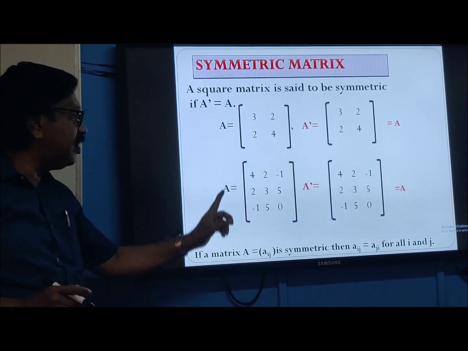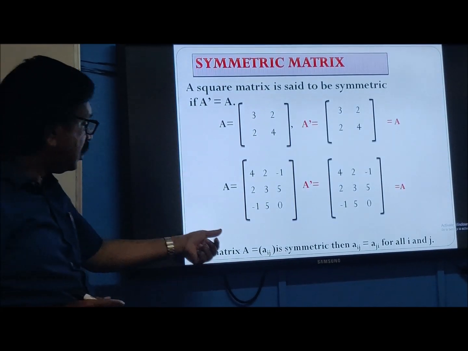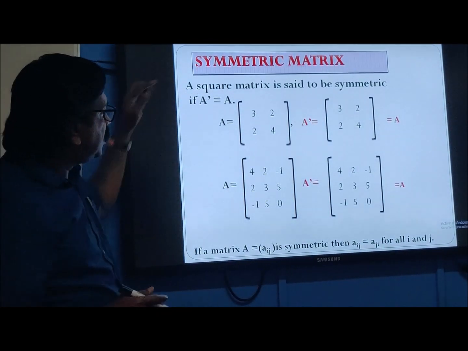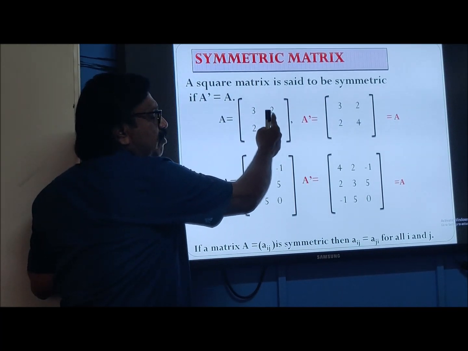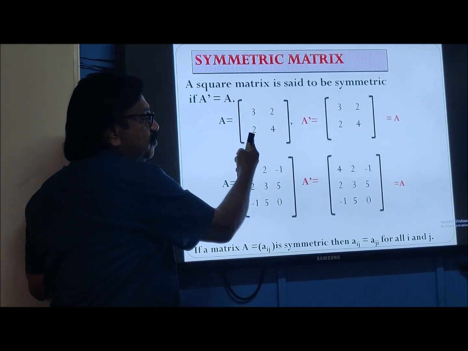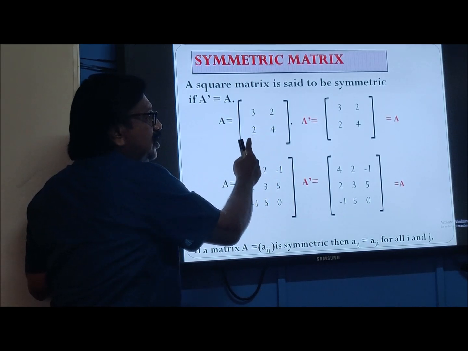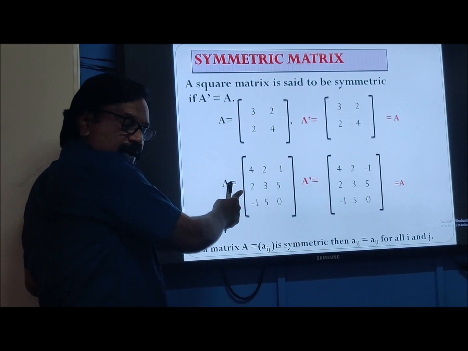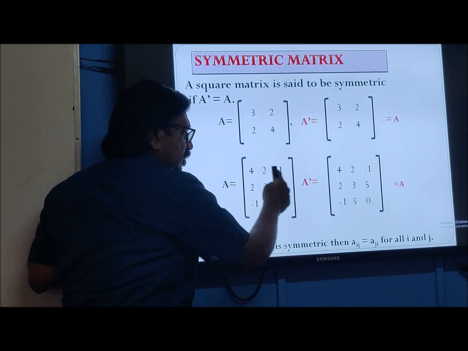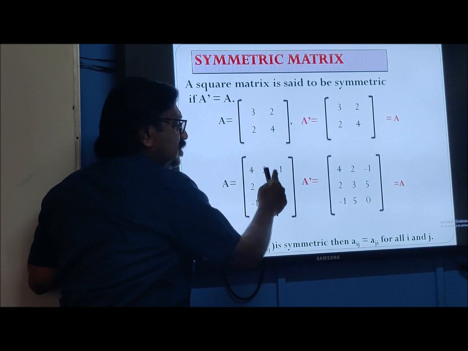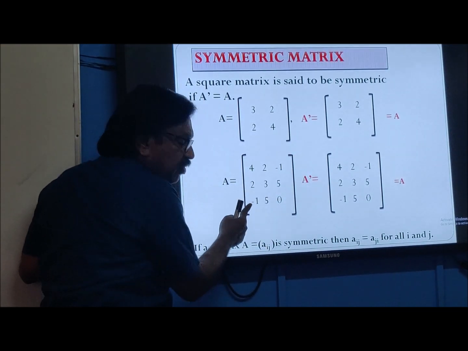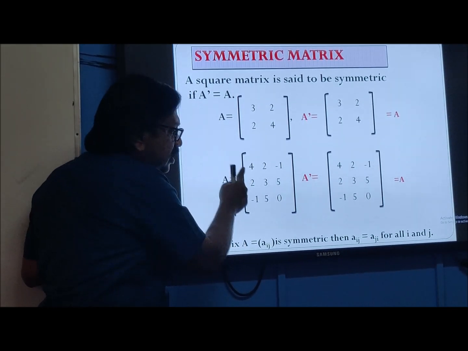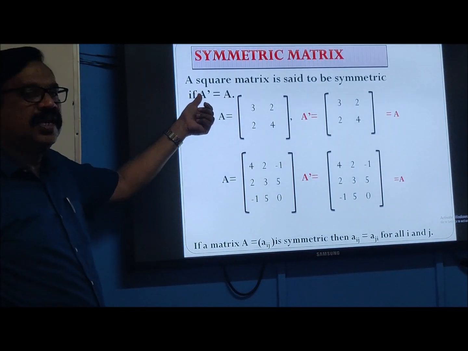Then what will happen? Please note this. If A is the matrix a_ij, then a_ij equal to a_ji. You see the first row, second element, A12 will be the same as A21. Here also, A12 is the same as A21. The first row, third column, we call it A13. It is the same as A31. These two are equal, these two are equal, these two are equal. Then only the matrix can be symmetric.